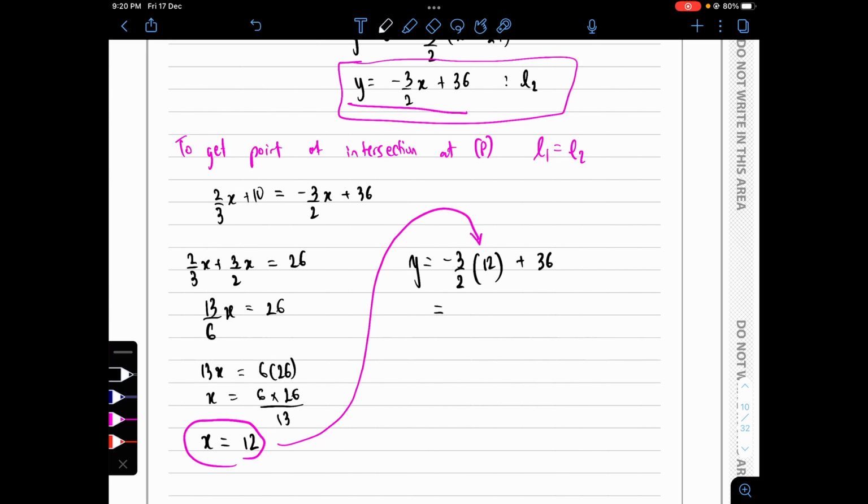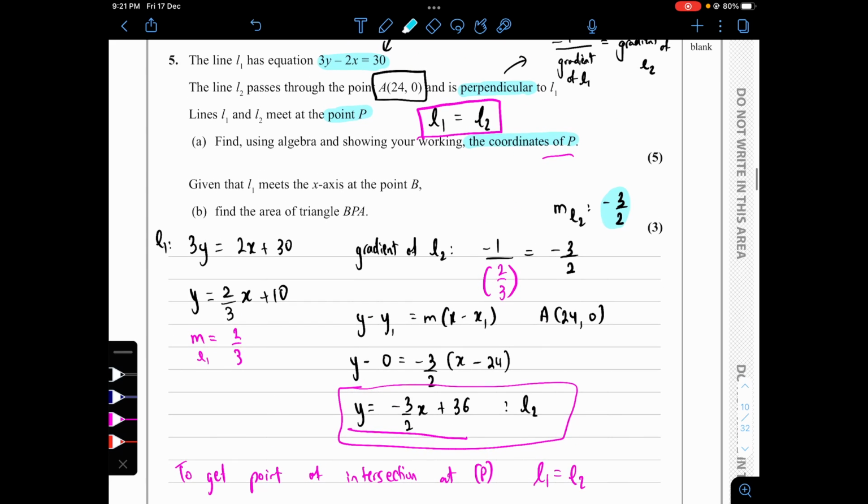So that will be minus 18. So 36 take away 18, that will be 18. So our point P is (12, 18). So that's our 5 marks over here.